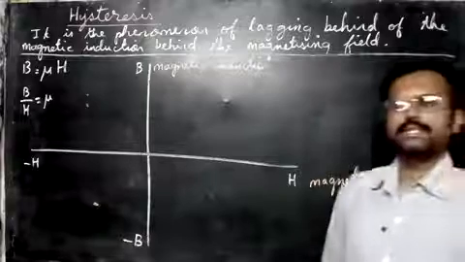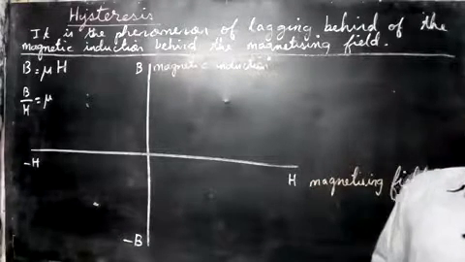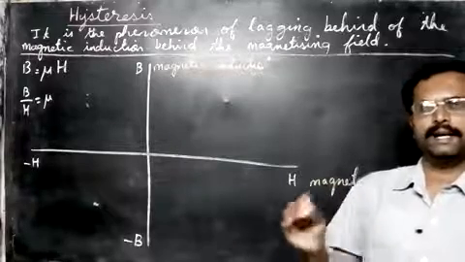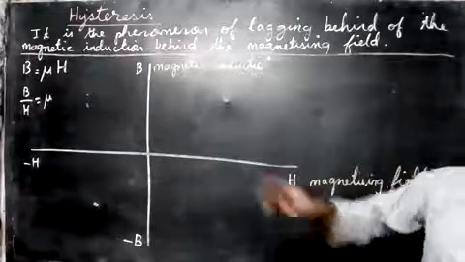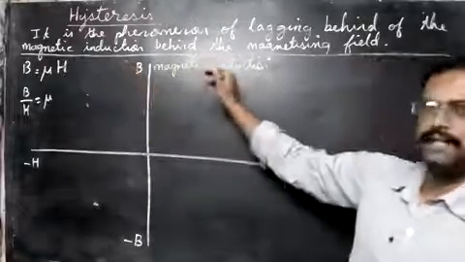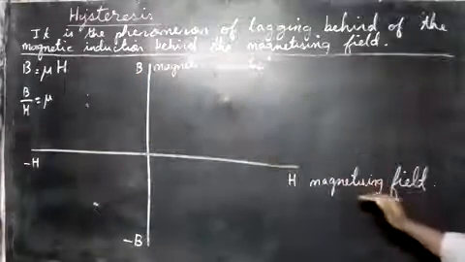Let us now study about hysteresis. Hysteresis means it's a phenomenon of lagging behind of the magnetic induction behind the magnetizing field. So we have to see this. B means the magnetic induction. H means the magnetizing field.